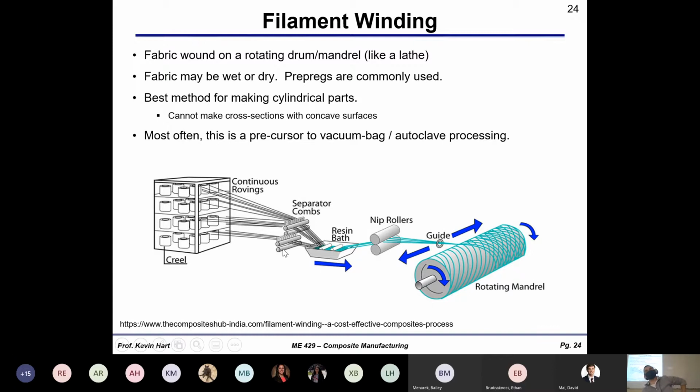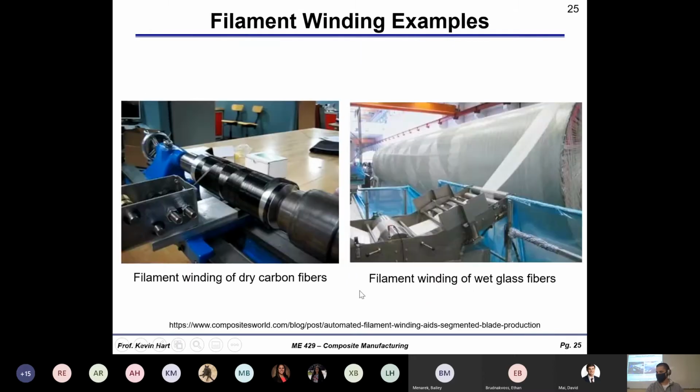And the fabric doesn't necessarily have to be wet for this process. You could wrap dry fabric around a mandrel and then sometime later infuse the resin into the dry fabric, right? This is typically a precursor to vacuum bagging if it's dry fabric that you're applying. And even if it's wet fabric, usually it's a vacuum bagging process. Here are a couple of examples.